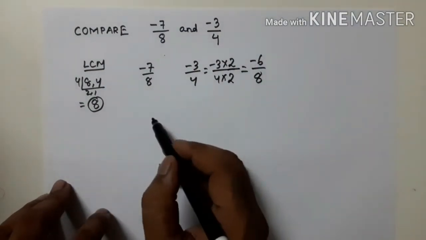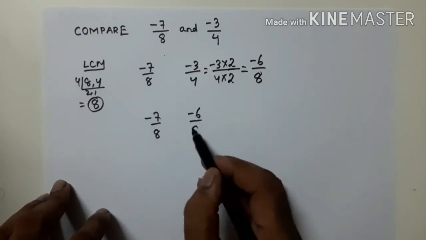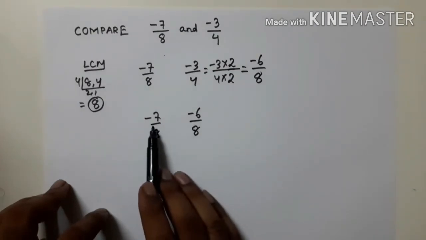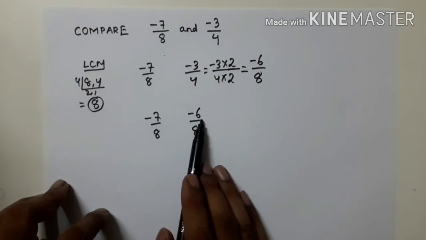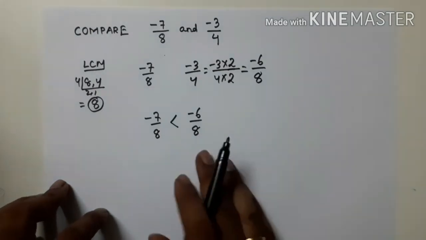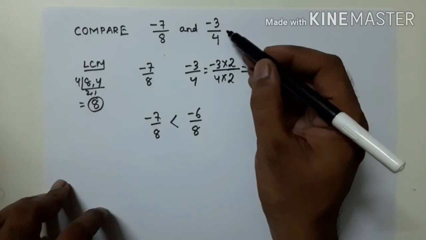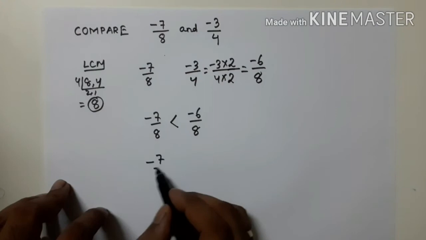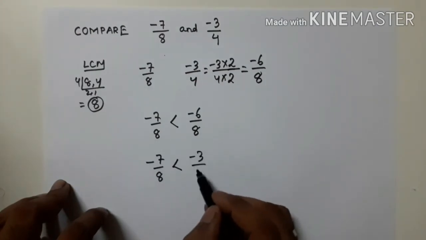So now we have to just compare minus 7 by 8 and minus 6 by 8. As in negative integers, here minus 7 is there, here minus 6 is there. So in negatives we do the reverse way. So minus 6 will be greater than minus 7. Minus 6 by 8 is nothing but minus 3 by 4, and minus 7 by 8 is minus 7 by 8. So we can say minus 7 by 8 is less than minus 3 by 4.